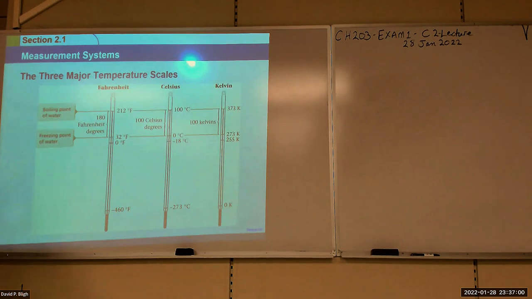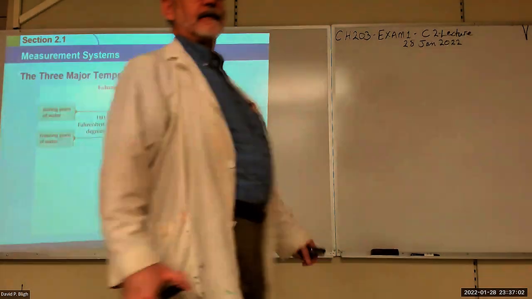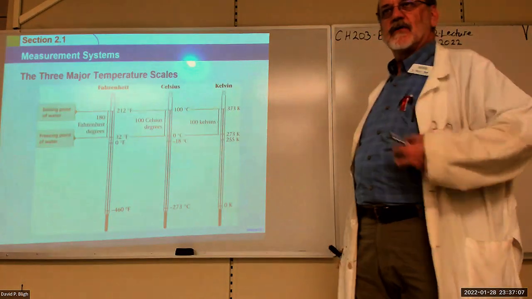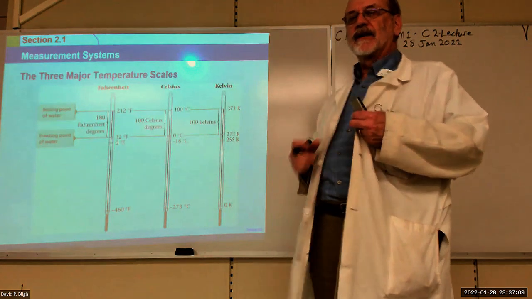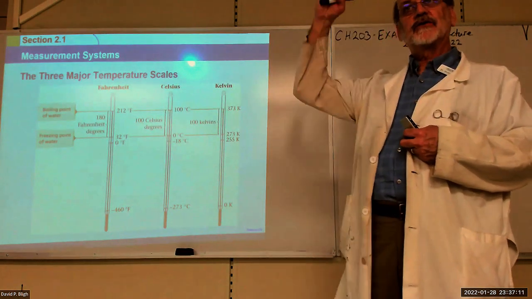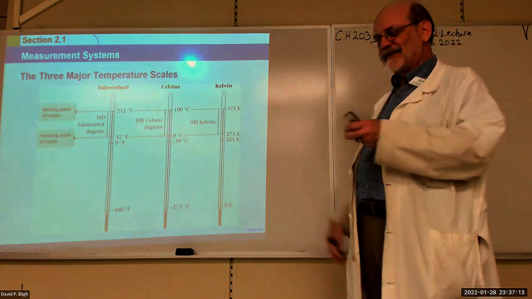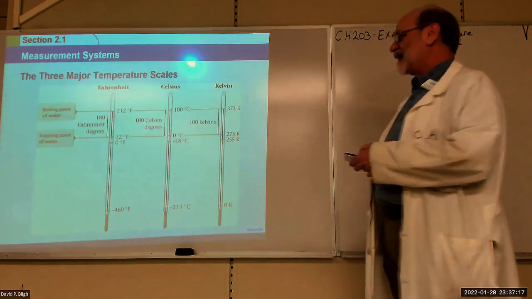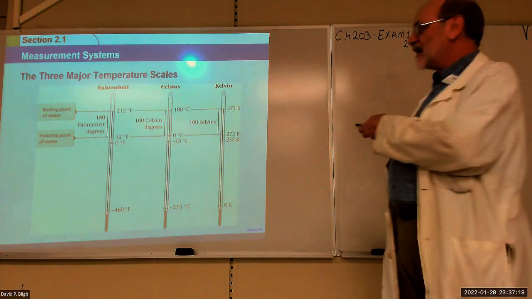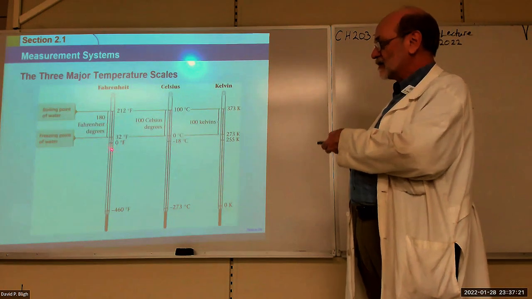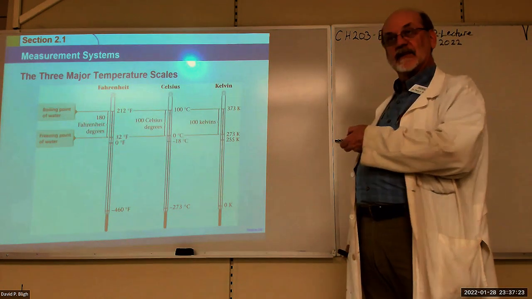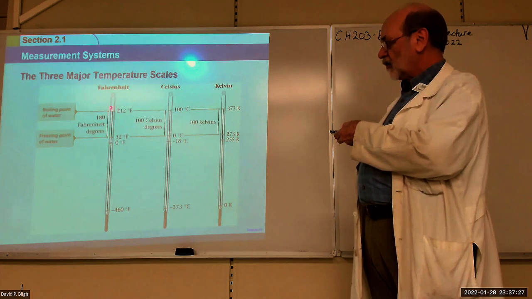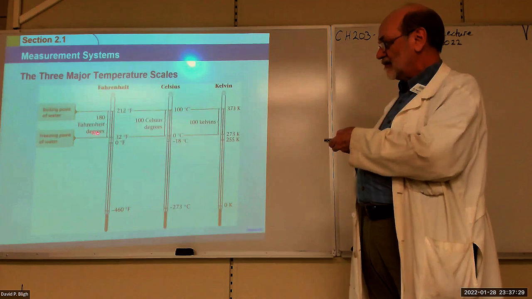Then he needed a 100-degree point. Well, let's see. How did he do it? He was married. So one day when his wife was hopping mad about something, he stuck the thermometer in her mouth and went up to 100. I don't think it's true, but that was his story. Anyway, for whatever reason, he established both ends of his scale and then subdivided them. So between the freezing point of water and the boiling point of water, there are 180 units.